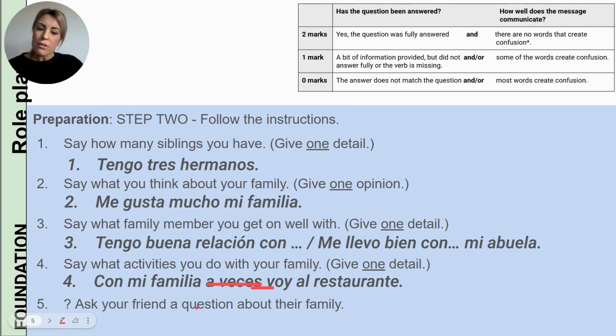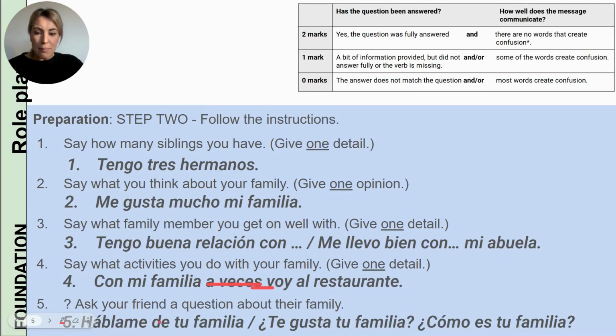And then finally, ask your friend a question about their family. How do we ask questions in Spanish? We have some options. So I'm going to show you. Háblame de, and then their family. So, háblame de tu familia. So, tell me about your family would be an option. We can always ask, do you like, and then whatever we are asked here. So, ¿te gusta? Do you like? ¿Te gusta tu familia? Do you like your family? It's a question, so we can ask it. And the other question would be, what's your family like? ¿Cómo es? And then something, in this case, tu familia. ¿Cómo es tu familia? See?